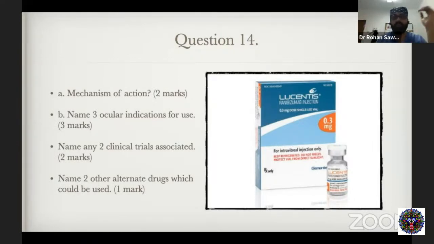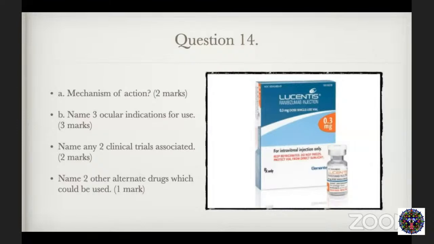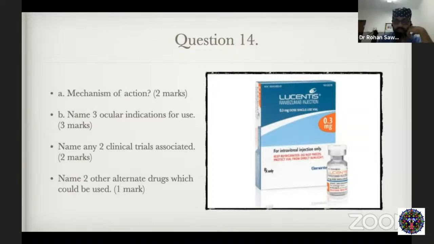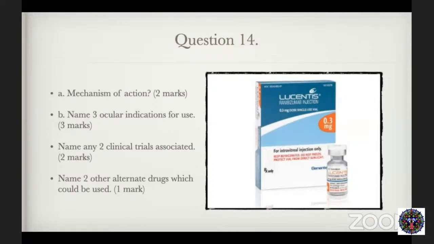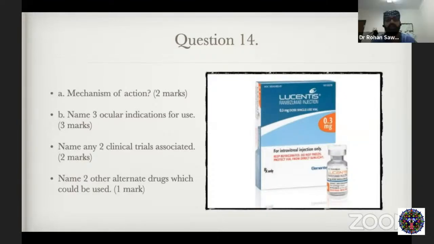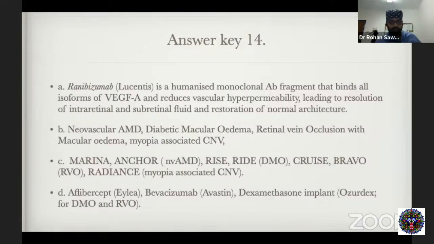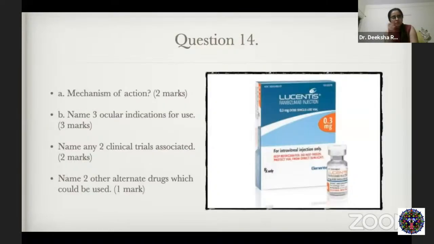For ARMD, it is Marina, Anchor, and CATT trial and IVAN trial. You're good. What about diabetic macular edema? They did 2 studies, RISE and RIDE. DRCR.net, so we have DRCR protocols S, T, and U. RISE and RIDE are 2 names which come to my mind. Of course, it will come in the answer key as well. CRUISE and BRAVO are for retinal vein occlusion. RADIANCE was a study for myopic CNV.